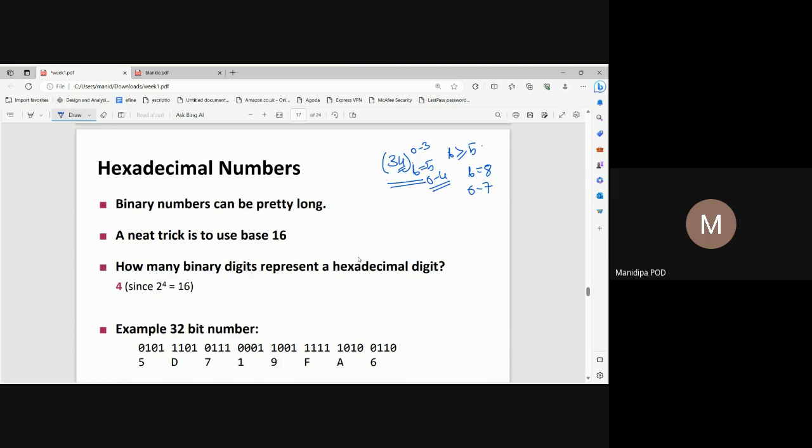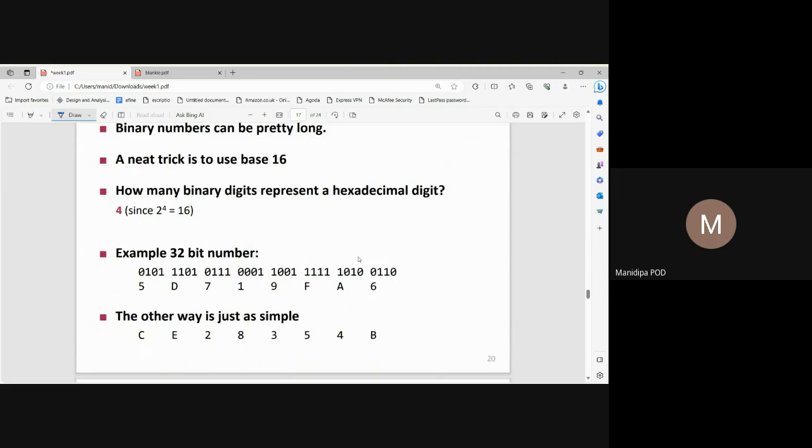So I think this much about number system is pretty much enough. Any questions, anyone? Or if you have any doubts regarding week 1 lectures, you can ask.